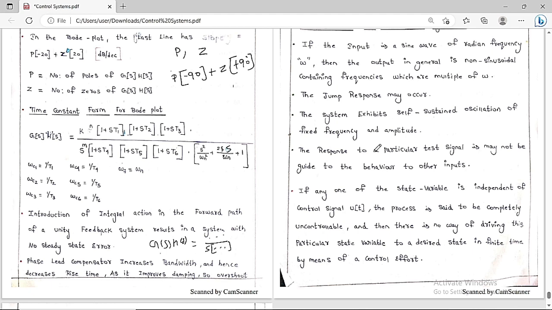So finally, I can say in simple words, if all the state variables are under the control of the input signal, then we can say the system is controllable.